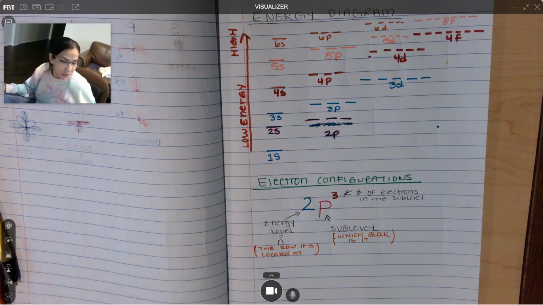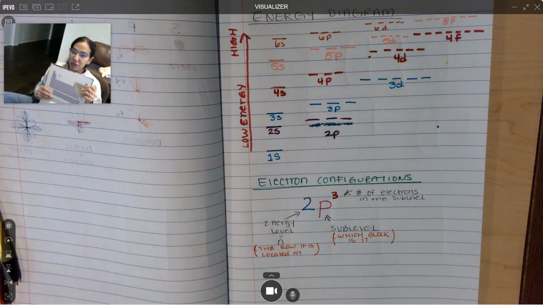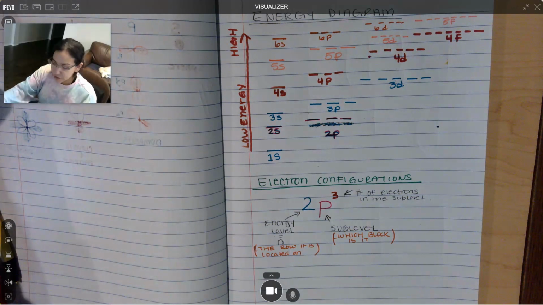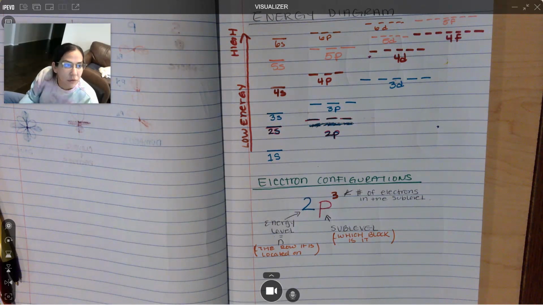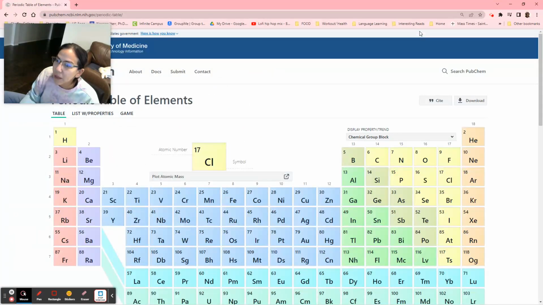Now, if you guys open up your periodic table, let's try to find it. We're saying that we're in energy level 2. Now, I know this is hard to see, and let me see if I can Google periodic table and show you guys that way. Okay, perfect. So here's our periodic table.